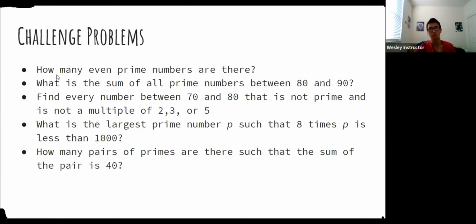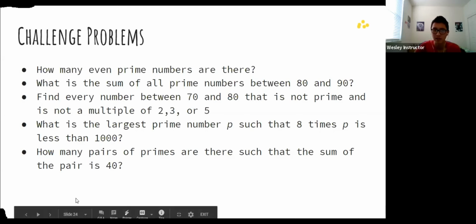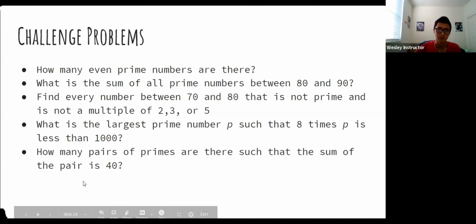So here are some challenge problems. You can cross out the first one. How many even prime numbers are there? The answer is 1. 2 is the only even prime number. I'll give you around 10 minutes again to do these. So 6:57, and please get started.